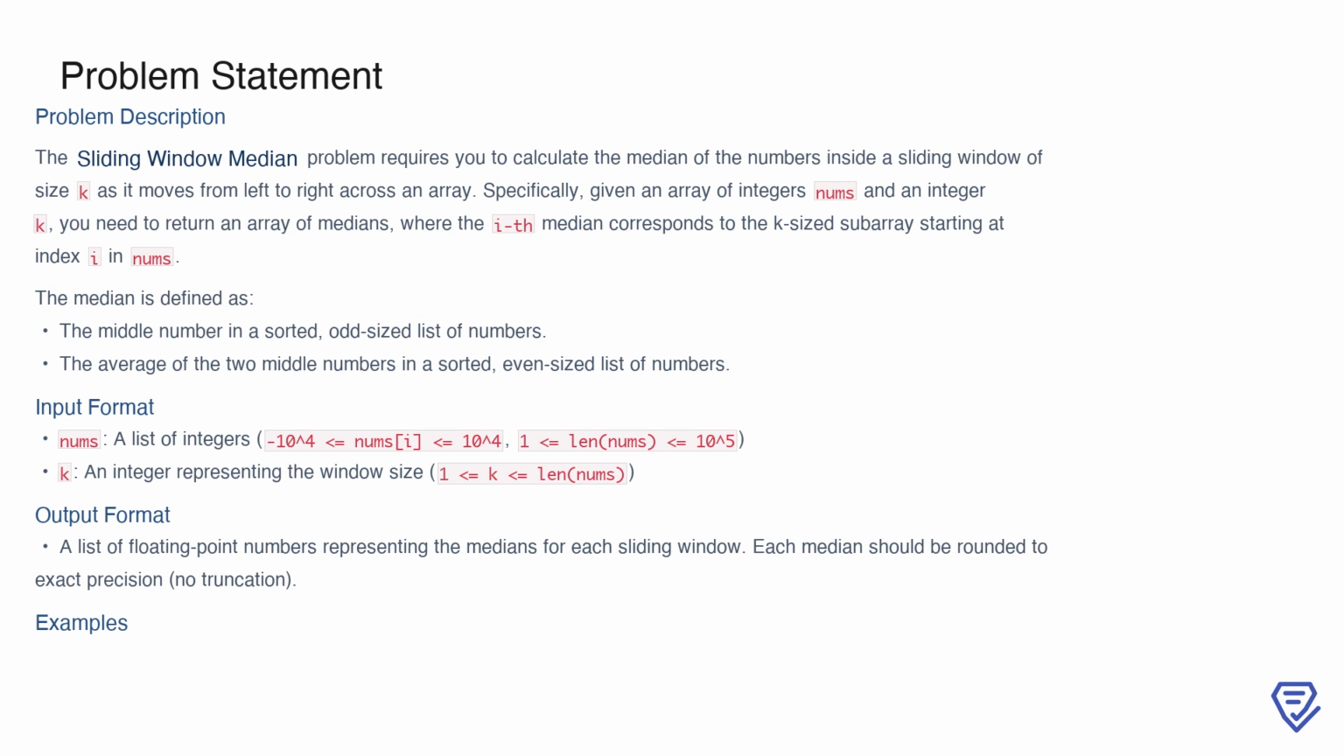The input to the problem includes an integer array nums, where each value can range between -10,000 and 10,000, and an integer k representing the window size. The output is an array of floating point numbers, each representing the median for a specific window. These medians need to be precise, without any truncation. This problem also requires that your solution be efficient, making it crucial to consider the constraints on input size and the computational limits imposed by large arrays and window sizes.